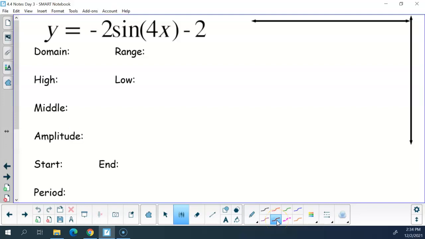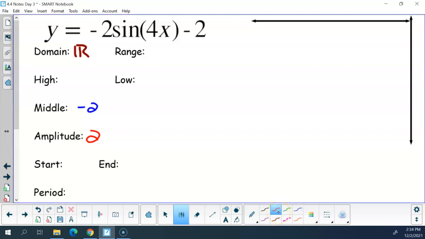I'll take the easy one. All real numbers. You beat me to it. Okay. Amplitude is 2. I would agree with that. Amplitude is 2. Mid is -2. I would also agree with that, the middle is -2.